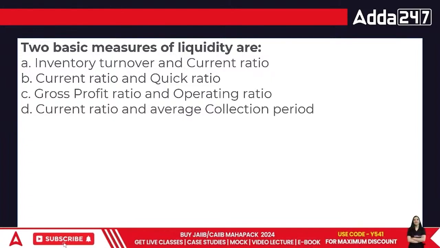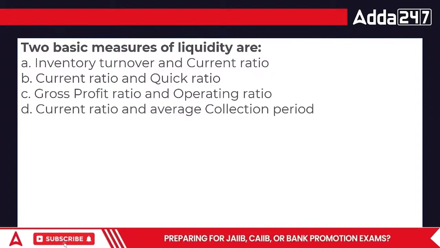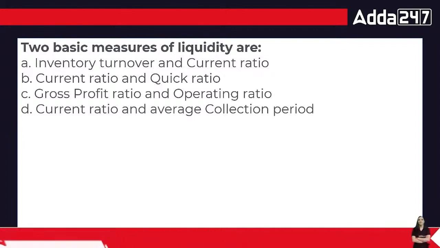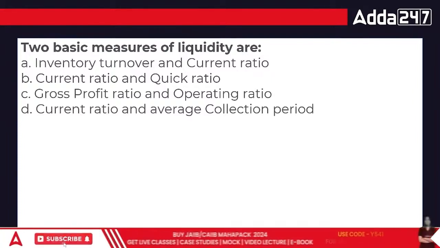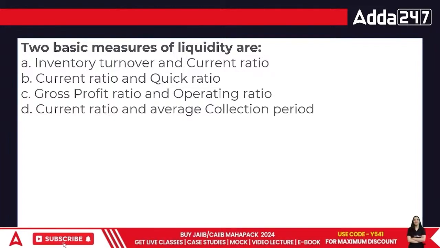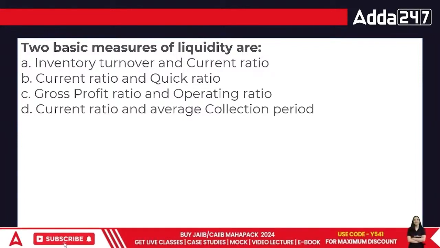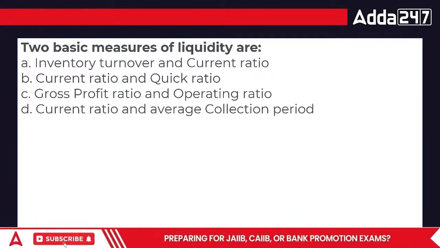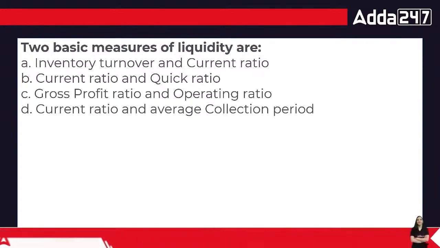So among these, what is the ratio that they're talking about? Liquidity ratios are basically inventory and current. No, inventory is a turnover ratio. Inventory turnover ratio is related to the sales that you are making in the business. Then we have current ratio and quick ratio. Current ratio and quick ratio both are liquidity ratios, so I think this would be the answer. Next is gross profit and operating profit ratio. Operating profit and gross profit are profitability ratios, and current and average collection period. Average collection period is also a part of turnover ratios. Only current ratio is the one.